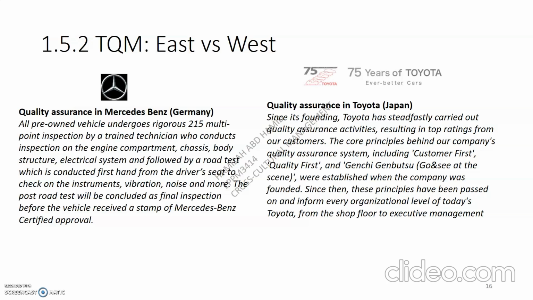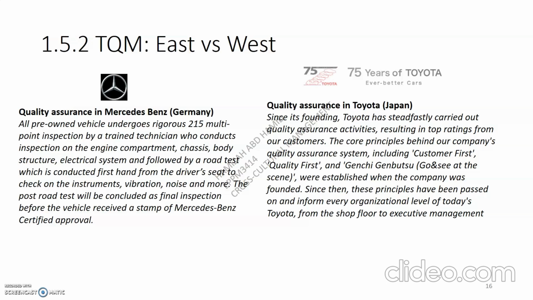According to the statement of quality assurance of Mercedes-Benz, all pre-owned vehicles undergo a rigorous 215 multi-point inspection, by trained technicians who conduct inspection on the engine compartment, chassis, body, and so on. It is then road tested, conducted first-hand from the driver's seat to check on instruments, vibration, noise, and more. The post-road test will be included as final inspection before the vehicle receives a stamp of approval. Now let's see the difference of quality assurance in Toyota, which represents Japan.